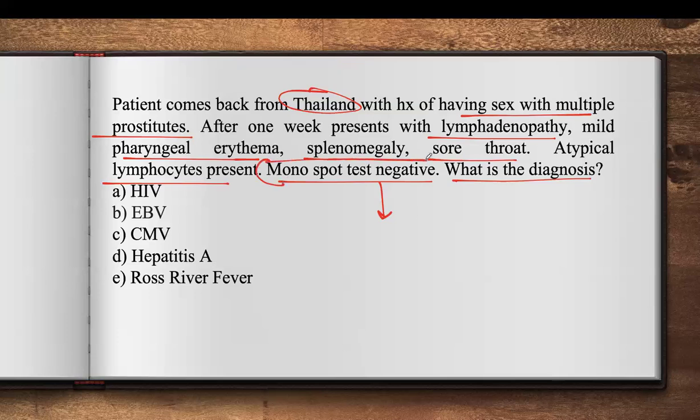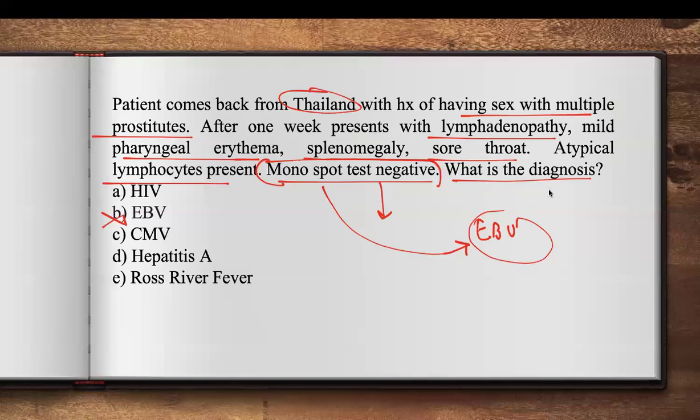For some of you who know what Epstein-Barr virus or infectious mononucleosis is, you know that in 80% of cases, the monospot test will be positive in Epstein-Barr virus. But they have given it is negative. Now, if you think that this patient might have Epstein-Barr virus, but just based on this negative monospot test some candidates will rule this out. They will say no, because it's negative, it's unlikely to be Epstein-Barr virus. That is a trap in the exam.